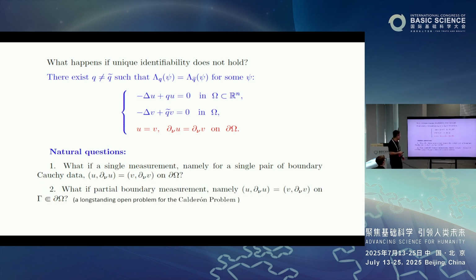Another natural question is, what if we have only partial boundary measurement, namely this coupled boundary condition only holds on part of the boundary? That corresponds to the use of partial measurement. Can we still conclude that Q equals Q tilde? These two questions are long-standing problems in the field of inverse problems. Both questions lead to the study of this coupled PDE with a transparent boundary condition.